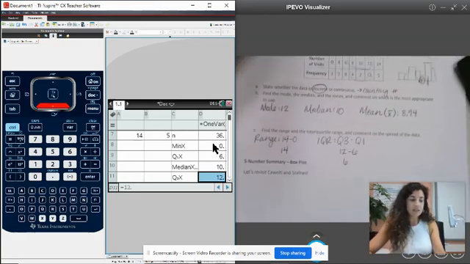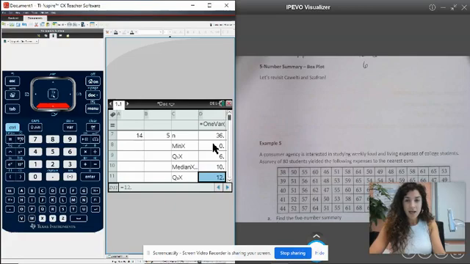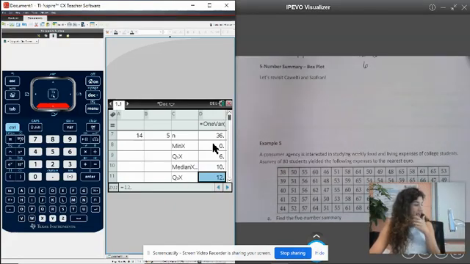5 number summary. This is your box plot, or in other words, your box and whisker plot. So we're going to revisit the data that we had with Mr. Coelty and Ms. Zaffron, and we're going to find the 5 number summary.